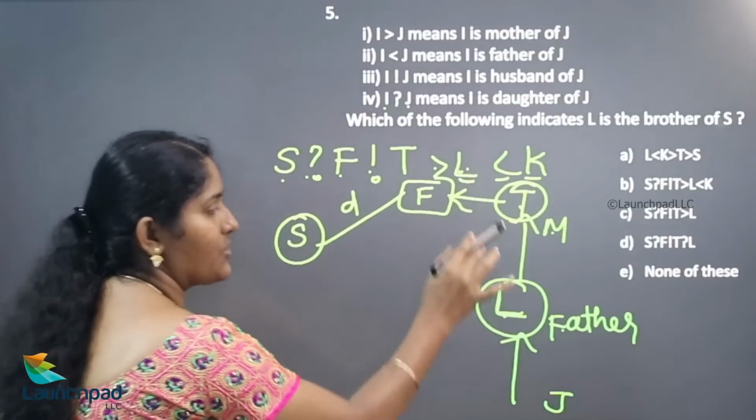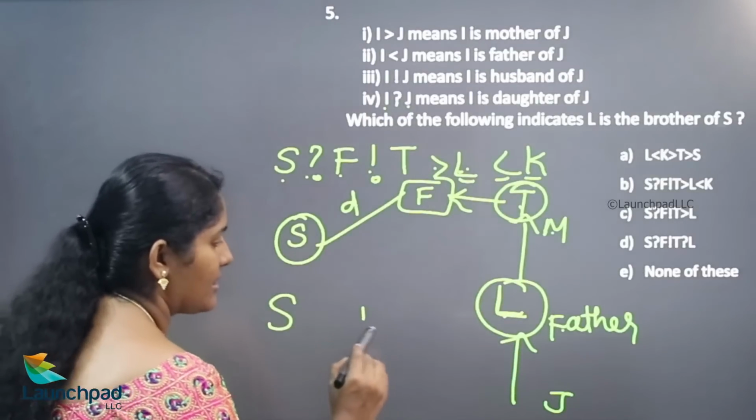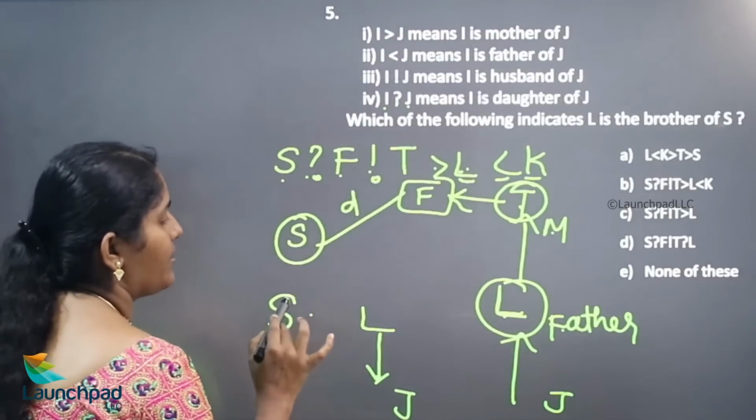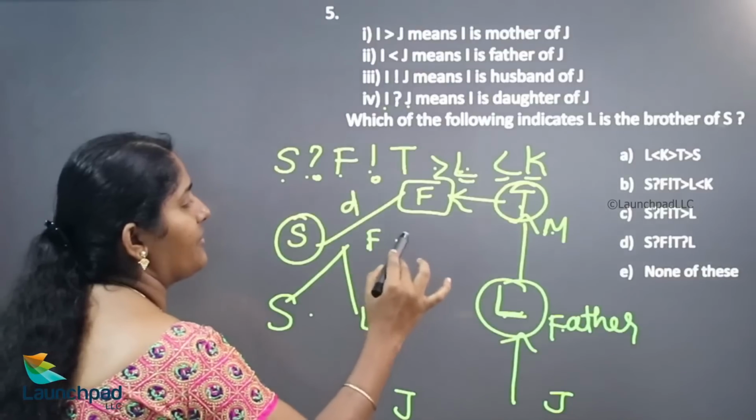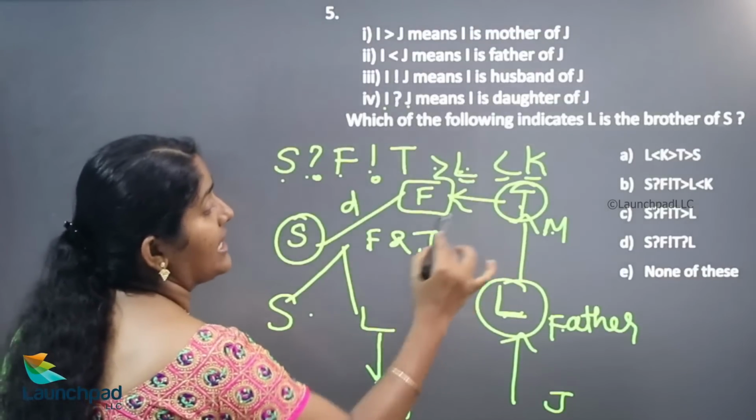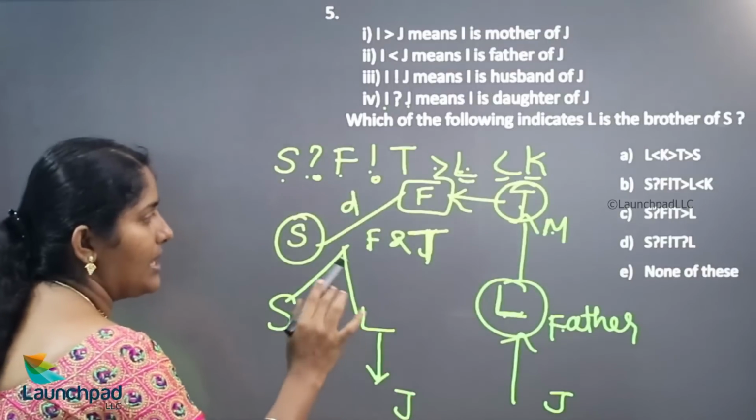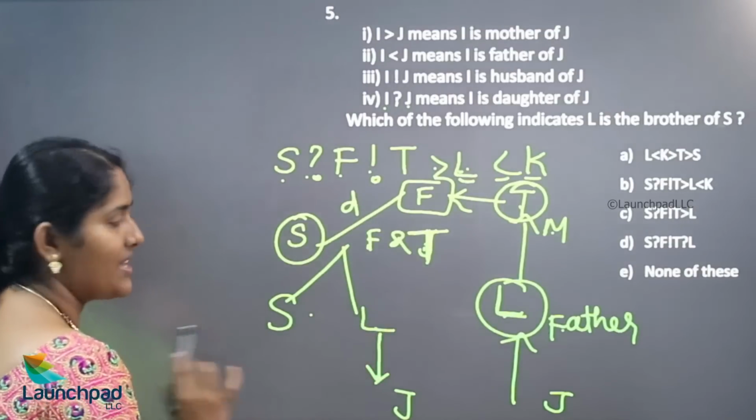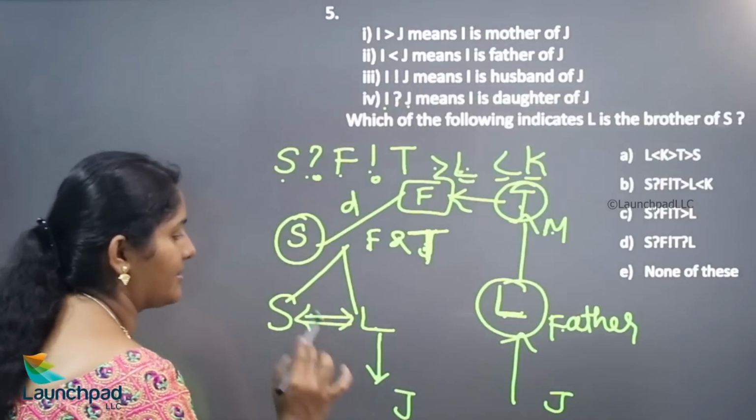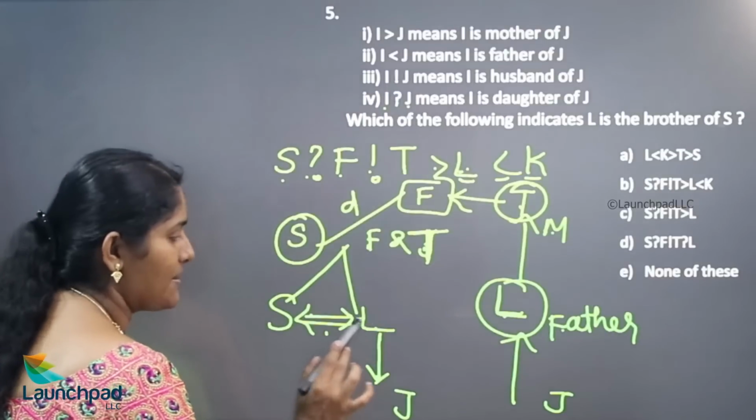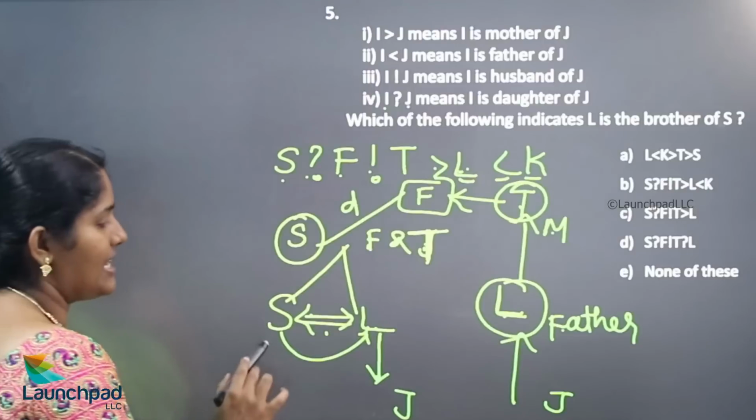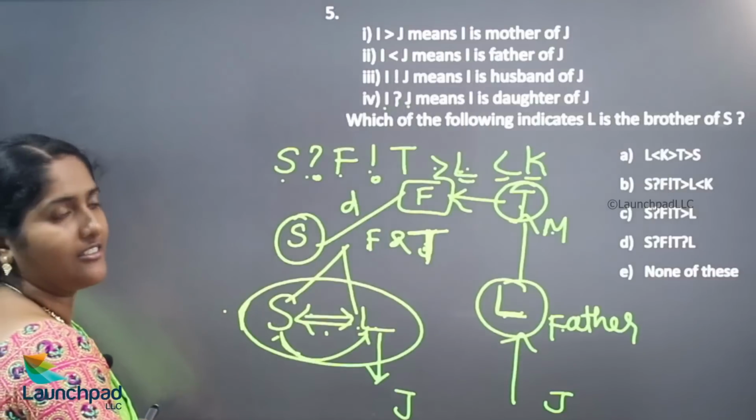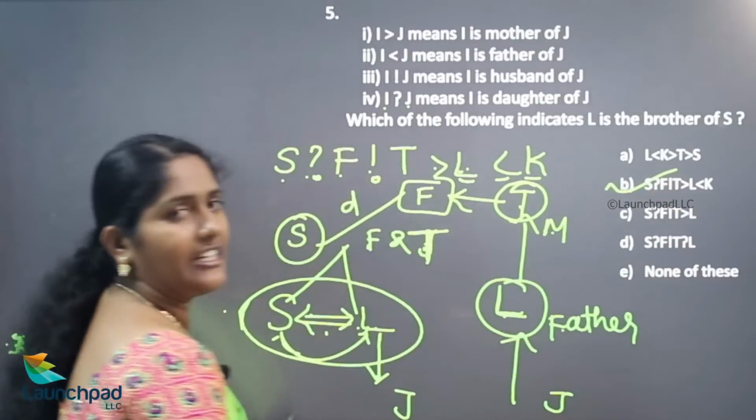Now, observe this tree carefully. L's son or daughter is J. L has parents F and T. S's father is F and mother is T, and T is also the mother of L. Hence, L is the brother of S. Same generation. So the answer is option B.